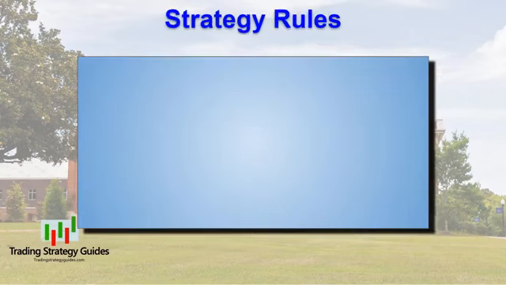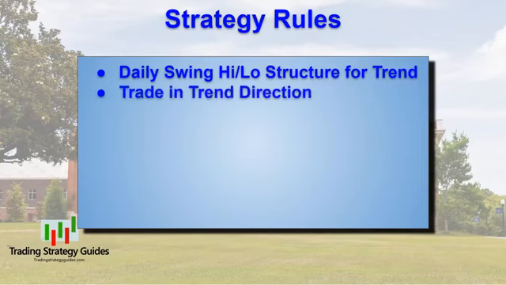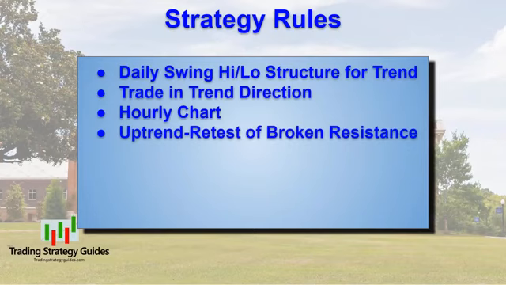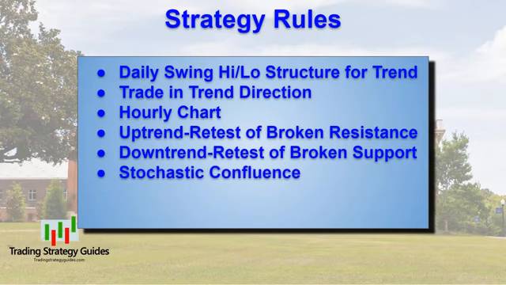For the purpose of this and the next video, we're going to outline a very basic trend following strategy that uses the following rules. We'll use a daily swing high-low price structure to determine the trend. We will trade only in the direction of that trend. We will then drill down to the 1 hour time frame. If we're in an uptrend, we'll wait for a broken resistance to be retested. And if we're in a downtrend, we'll wait for a broken support to be retested. And we'll use the stochastic indicator for overbought, oversold confluence when we retest the broken resistance and support.